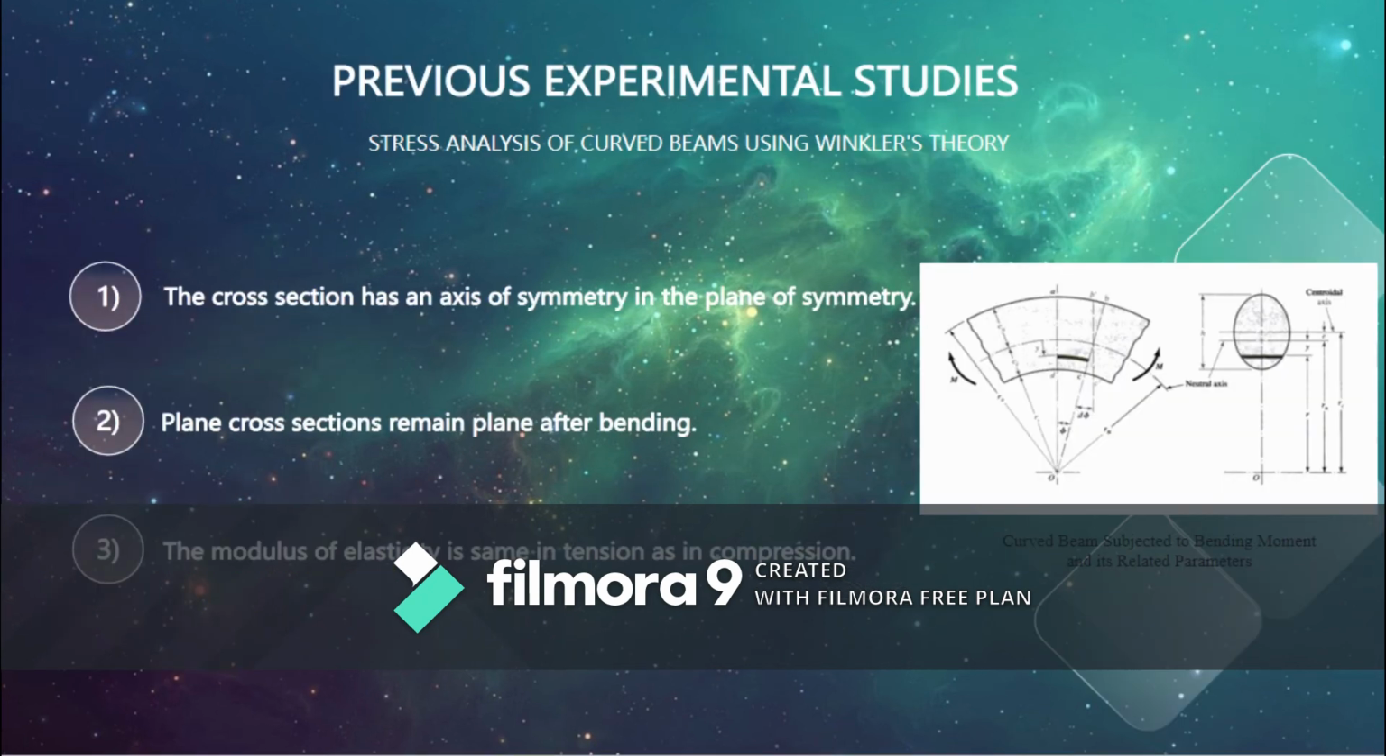Previous experimental studies. The cross-section has an axis of symmetry in the plane of symmetry. Plane cross-sections remain plane after bending. The modulus of elasticity is the same in tension as in compression.